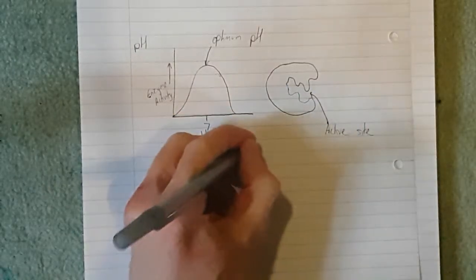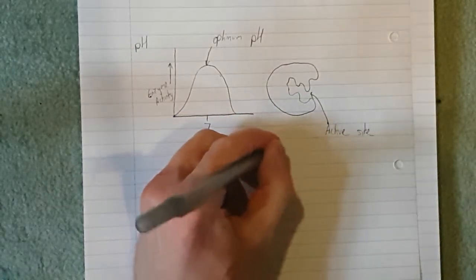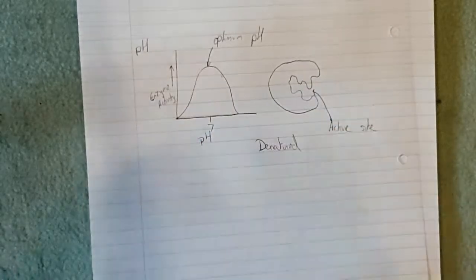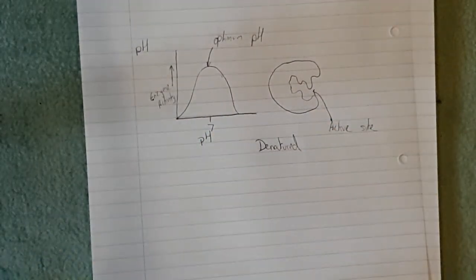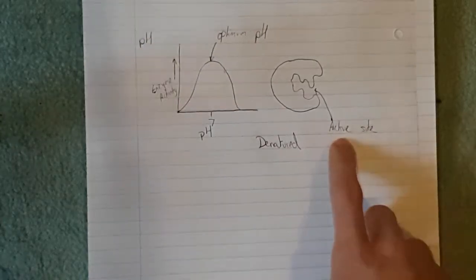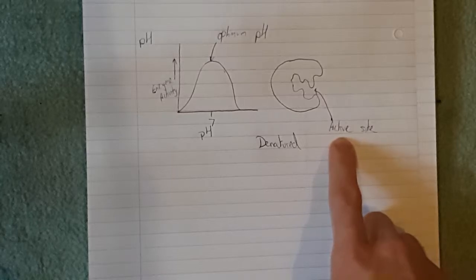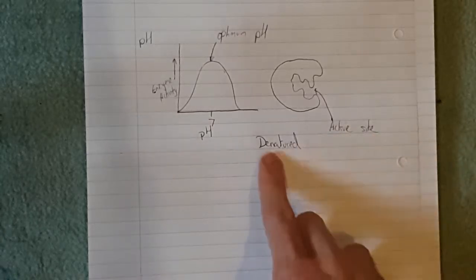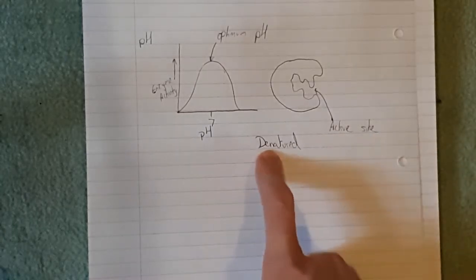The enzyme has denatured. You can't say the enzyme's died because it wasn't alive anyway. The enzyme has denatured. So it no longer works. Enzyme has denatured. You need to use all of those keywords. So if pH is too high or too low, the active site changes shape, therefore the enzyme is denatured.